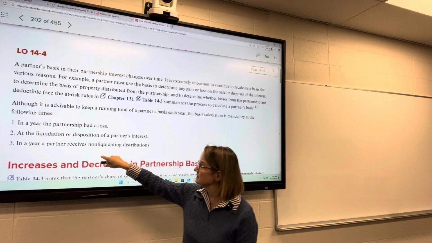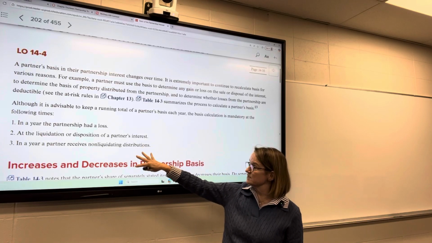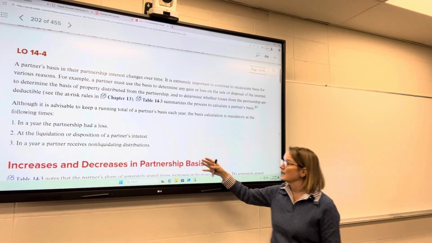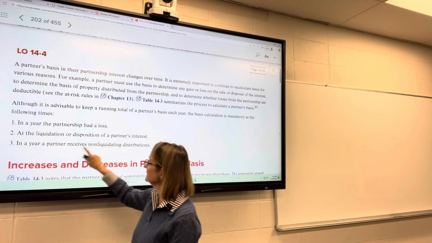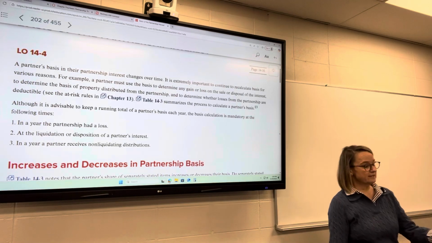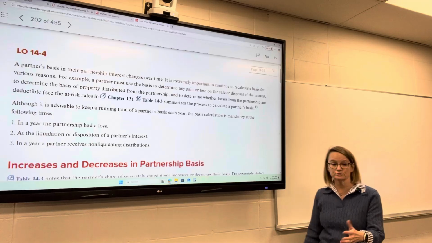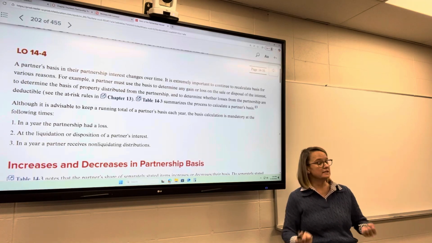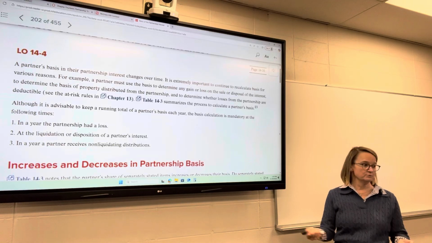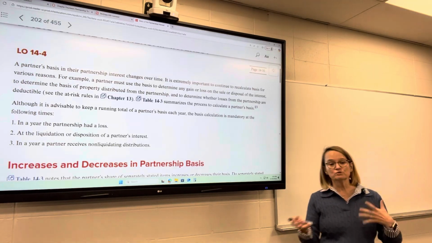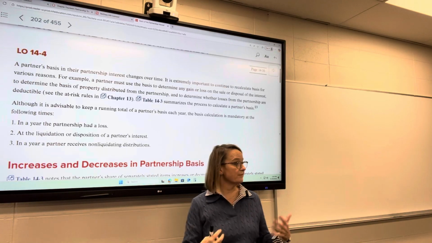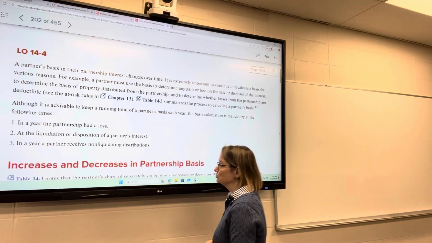If the partnership has a liquidation or a disposition of a partner's interest, then we need to know what that basis is. And again, anytime a partner receives a non-liquidating distribution, that's the scenario that I just introduced, where the partner is getting some cash out of the partnership or some other type of distribution. It could be property. Usually it's in the form of cash. Whenever they receive that, we need the basis to determine whether or not that's a taxable event to the partner.